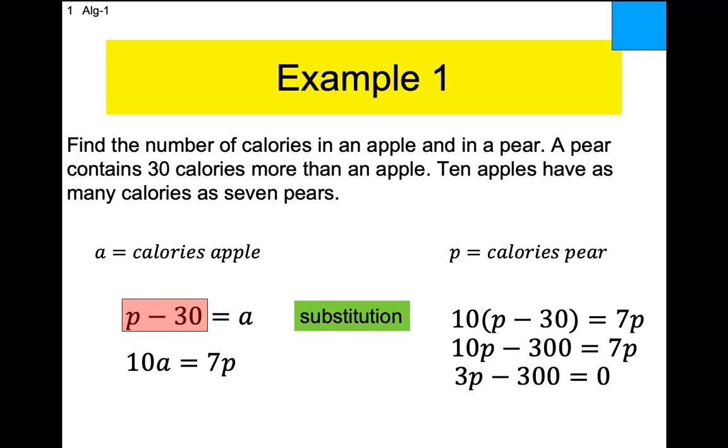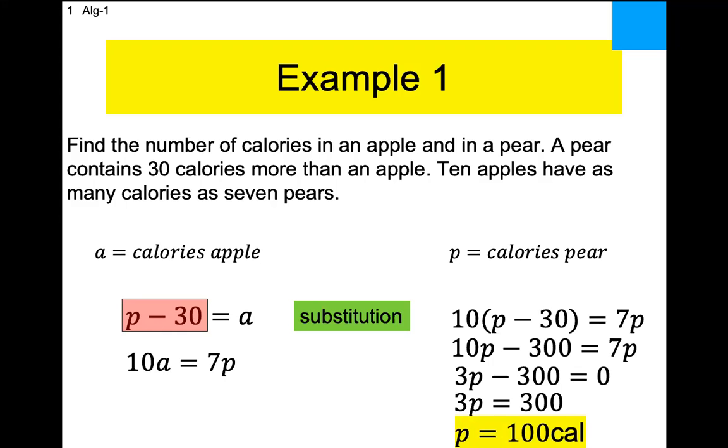You can add 300 to both sides, and you get 3p equals 300. Therefore, p equals how much? 100. I'm trying to get a bunch of people to say the right answer. P equals 100. Hey, are we done? No, we're not. What does it say? Find the number of calories in the apple.